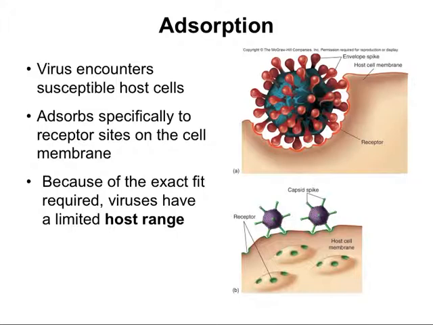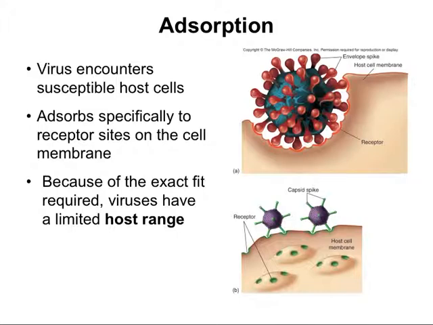Adsorption is sticking to the surface of. So the virus is going to encounter a susceptible host cell. The virus essentially sticks to specific receptor sites on the cell membrane. The membrane receptors are usually things like glycoproteins that the cell requires for its normal functioning. For example, the rabies virus affixes to acetylcholine receptors of nerve cells in mammals. Because of the exact fit that's required, viruses have a limited host range.